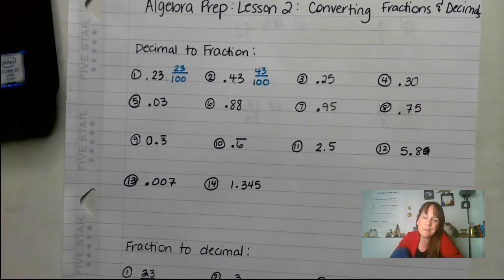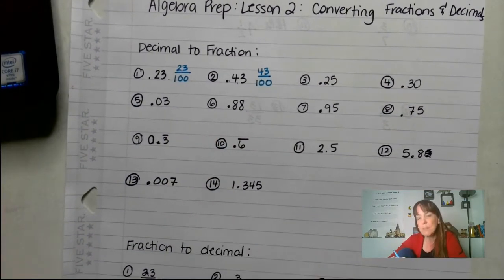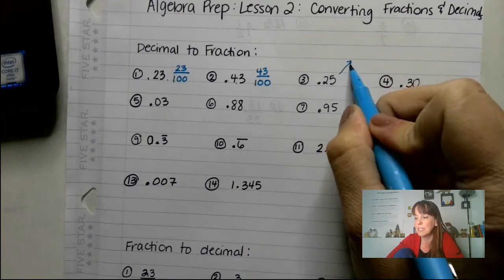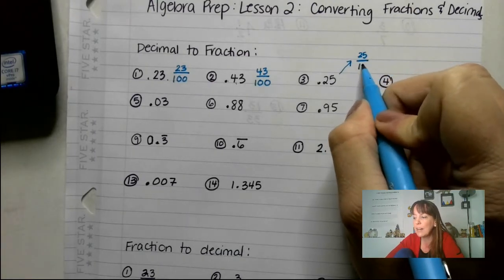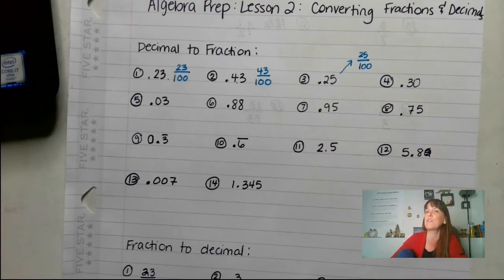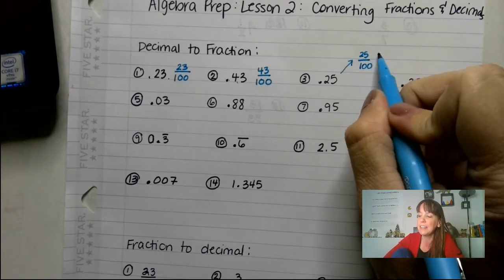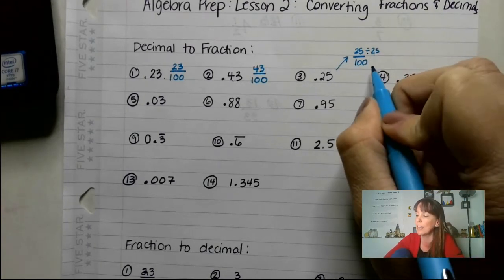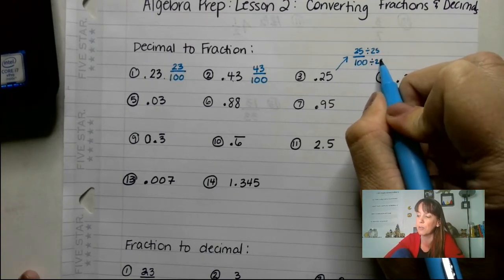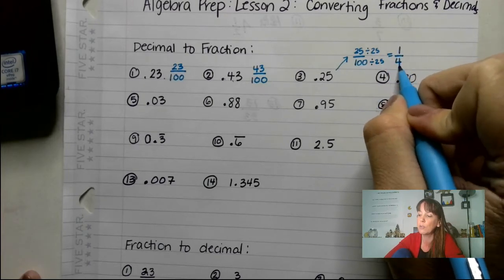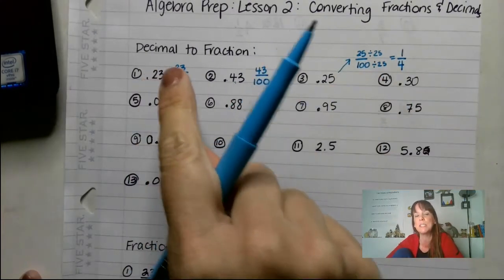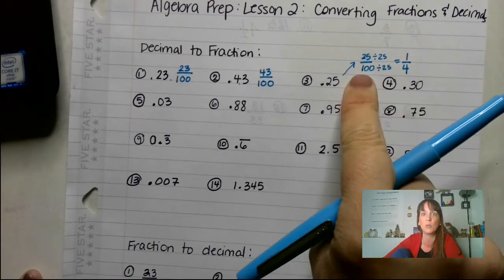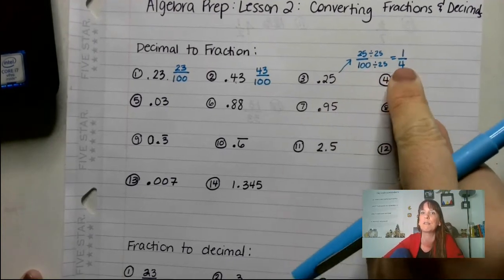Okay, now that seems easy peasy enough, right? However, sometimes we have to reduce those fractions. So look at this guy, we would get, I didn't leave myself a whole lot of room here, so I'm going to write up here, 25 over 100. Well, 25, if you think about quarters, if I divide the top by 25 and the bottom by 25, that greatest common factor is 25 for both of those, I end up with 1 over 4. So just make sure when you're turning things from a decimal into a fraction that you reduce your fraction. That's only partially the right answer. You gotta reduce that fraction, okay?